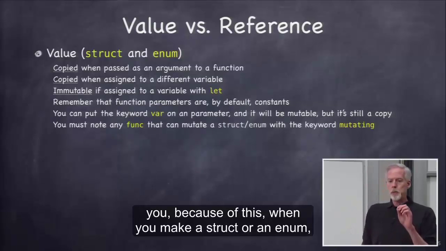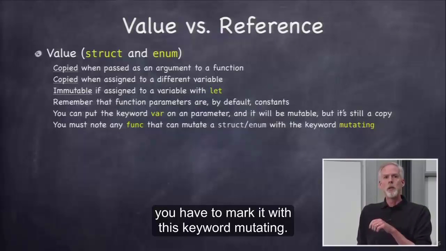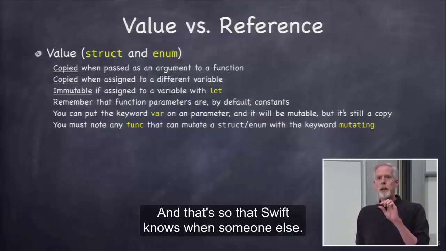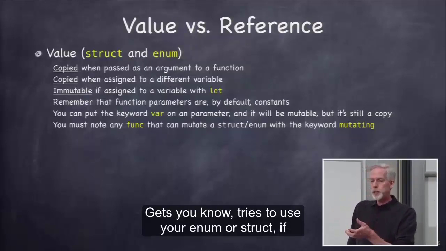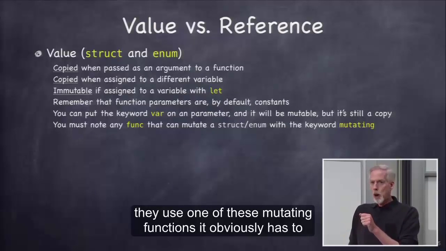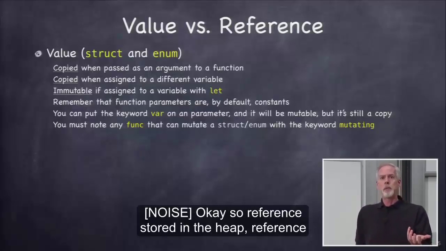Because of this, when you make a struct or an enum and you add a function to it that modifies it, you have to mark it with this keyword mutating. And that's so that Swift knows when someone else tries to use your enum or struct, if they use one of these mutating functions, it obviously has to be in a var, not in a let type variable. Okay.